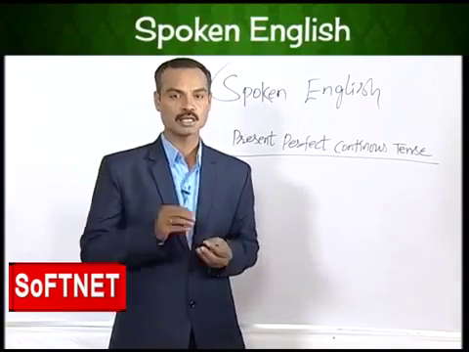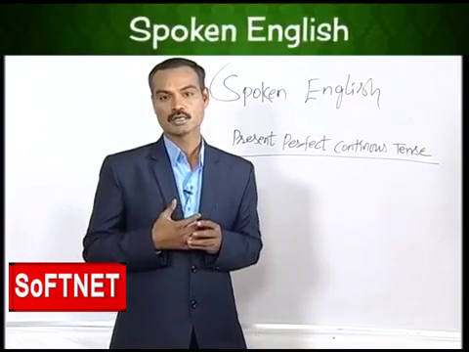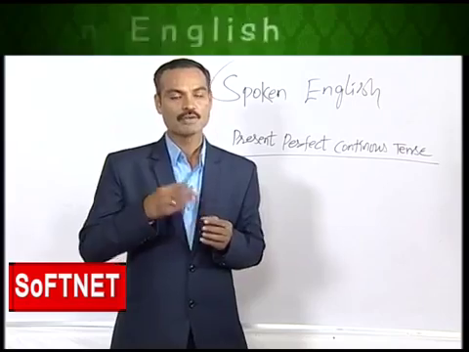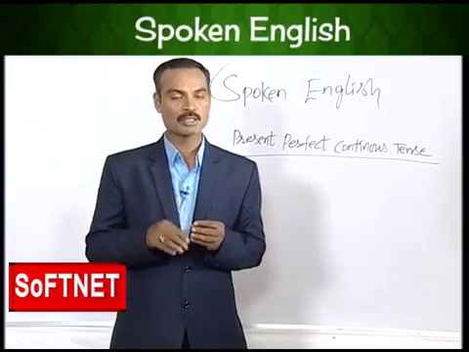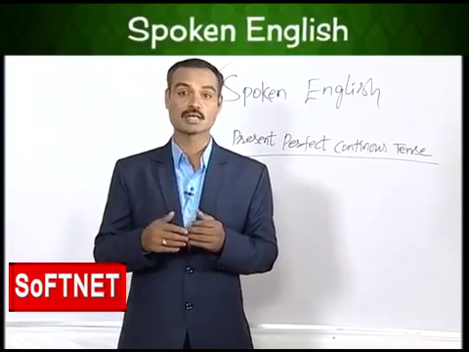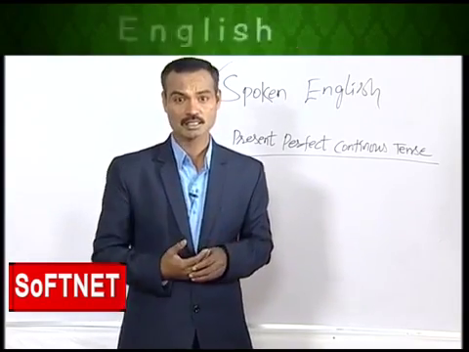If you want to mention time, you can use either since or for. I have been playing tennis with Sania Mirza well since 4 o'clock. If you want to mention a period of time, means for 2 hours, I have been playing tennis well with Sania Mirza for 2 hours, like that. Shall we see what next?